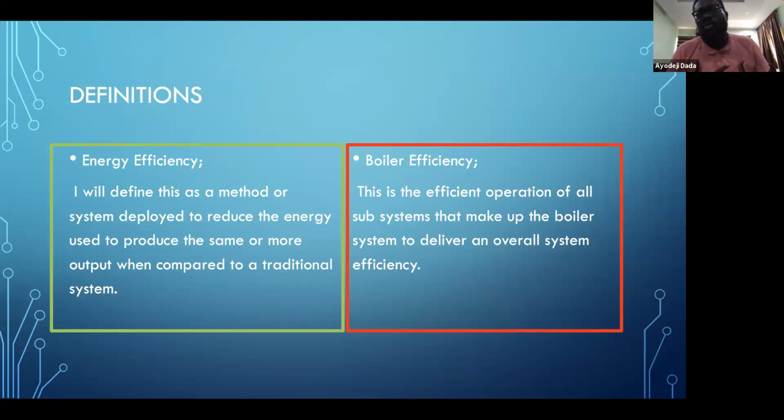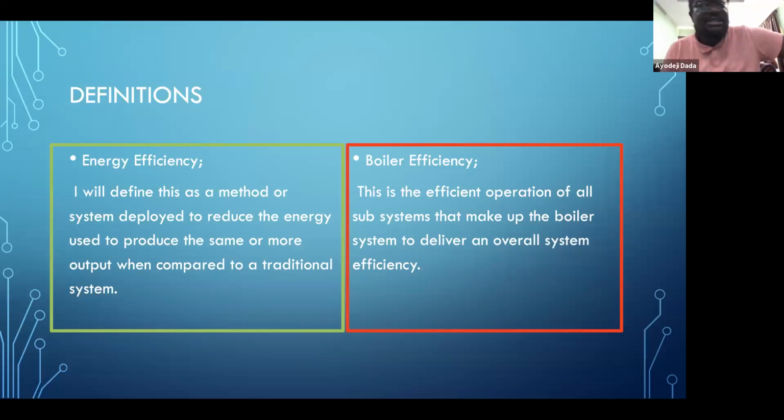The definitions. What is energy efficiency generally? I see energy efficiency as a process or method where the energy input into that process is reduced, but the output is maintained or improved compared to a traditional or older system. Let's do a quick example. A 5-watt or 10-watt LED bulb, compared to a 60-watt incandescent bulb, would give the same output, but the input into the two processes is lower. The LED takes lower energy to give us a better illumination, a better output.